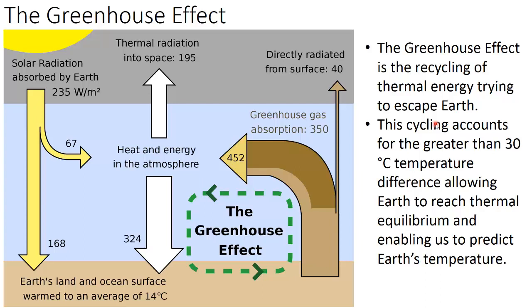So we want to think a little bit more about how this works in terms of which greenhouse gases are doing what. So we're going to break down the electromagnetic spectrums from the sun and the Earth into a little bit more detail now.